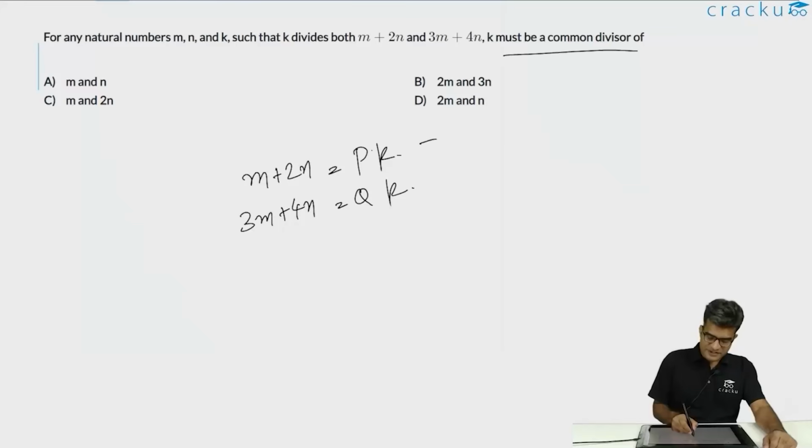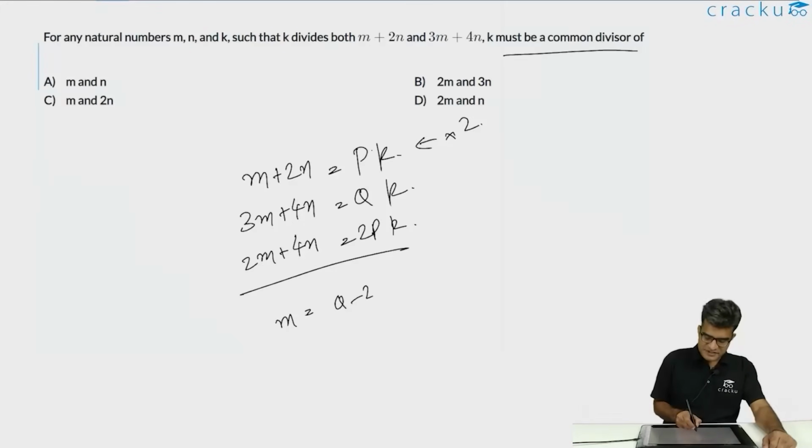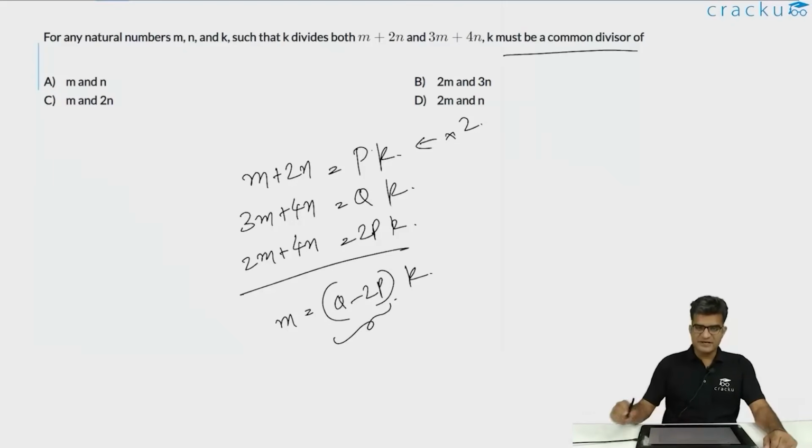Now if you multiply this one with 2, we are going to get 2m plus 4n is equal to 2pk. Subtracting, the value of m is equal to q minus 2p into k. Q minus 2p will be some other natural number. This would imply that k has to be a divisor of m.